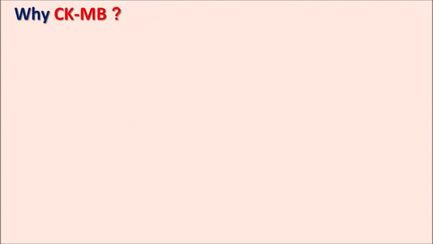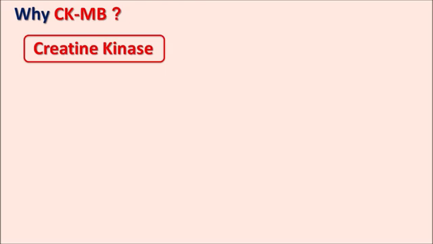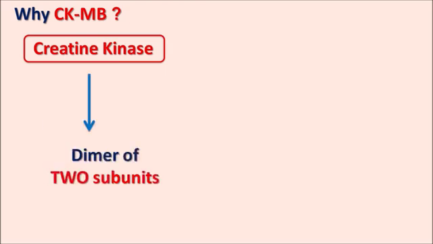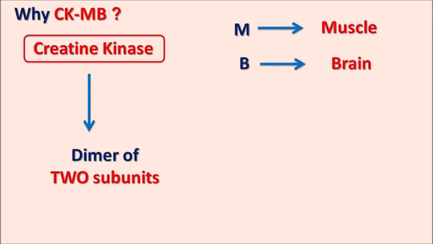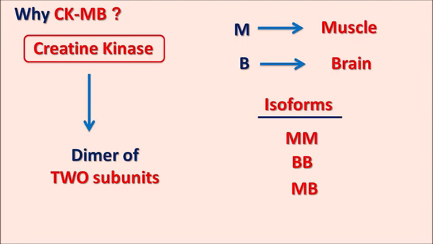Now, why is CKMB required as a cardiac biomarker? Creatine kinase is a protein which is a dimer made up of two subunits. One of the subunits is M, where M indicates muscle type, and the other subunit is B, where B indicates brain type. Based on these subunits, we have three combinations of isoforms. One is MM, the second is BB, and the third is MB. In this way, creatine kinase exists as three isoforms.